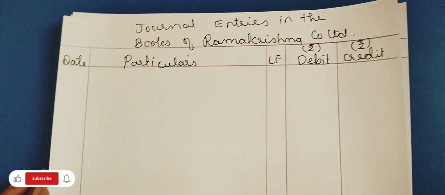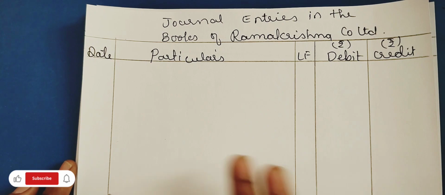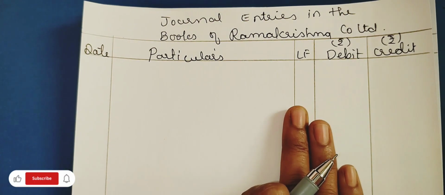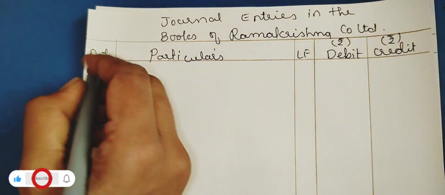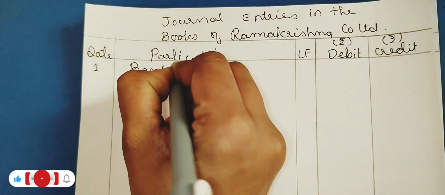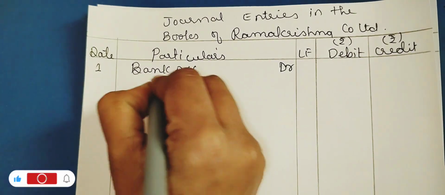Journal entries in the books of Ramakrishna Company Limited. Date, particulars, LF, debit, credit. Now what is the first entry? First entry is for application. Bank account debtor to preference share application account.